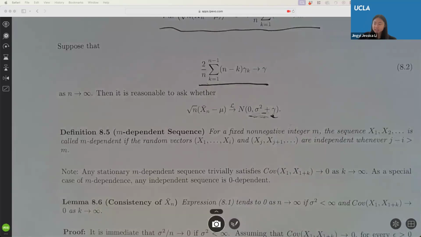So two extensions of CLT. One is to drop identical distribution. The second is to drop independence. And we have some more general results. Hopefully it's interesting.